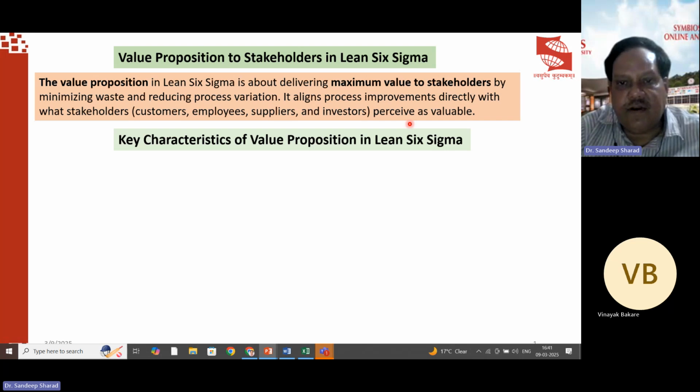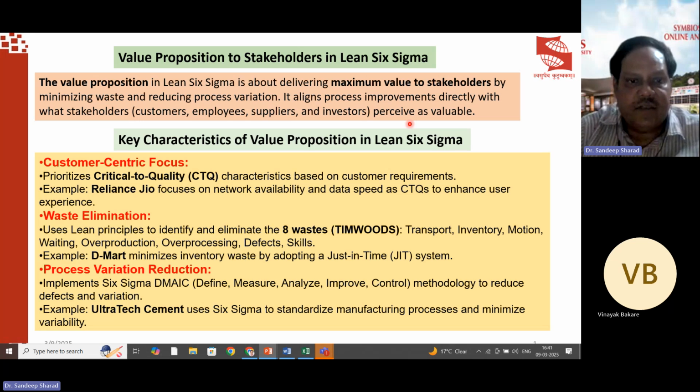Key characteristics of the value proposition in Lean Six Sigma, how basically it is being carried out. First is the customer-centric approach: prioritizing the critical to quality characteristics based on customer requirements. Example, Reliance Jio focuses on network availability and data speed as CTQ to enhance the user experience. Waste elimination uses lean principles to identify and eliminate waste: transport, inventory, motion, waiting, overproduction, overprocessing, defects, and skills. Example, DMart minimizes inventory waste by adopting a just-in-time system.